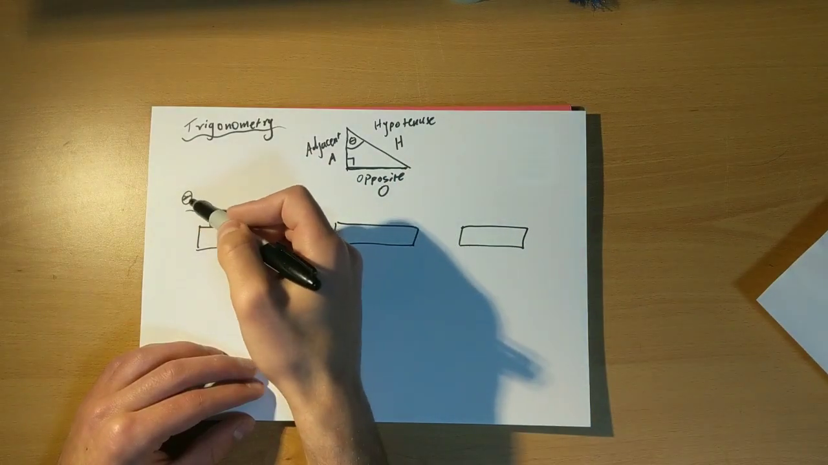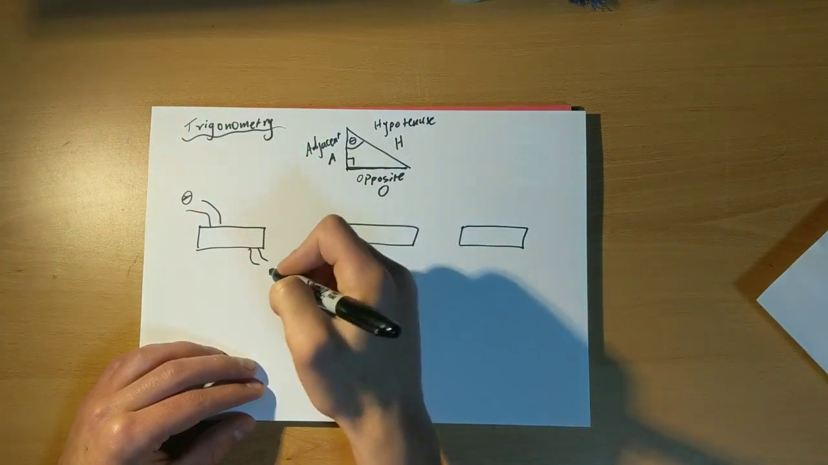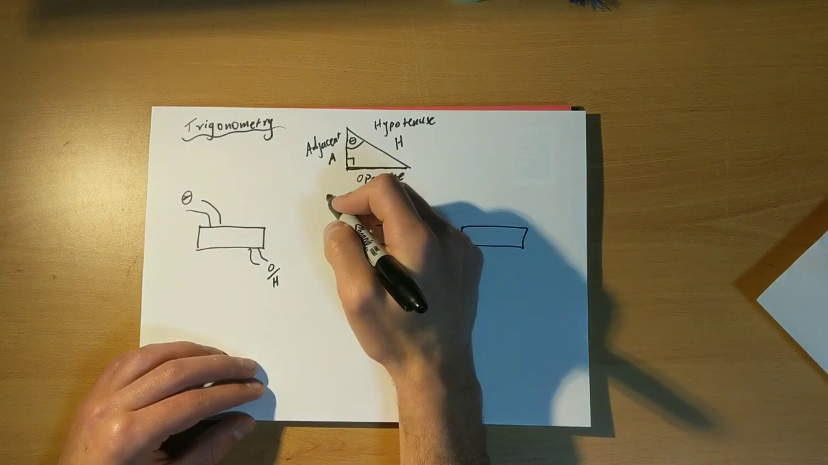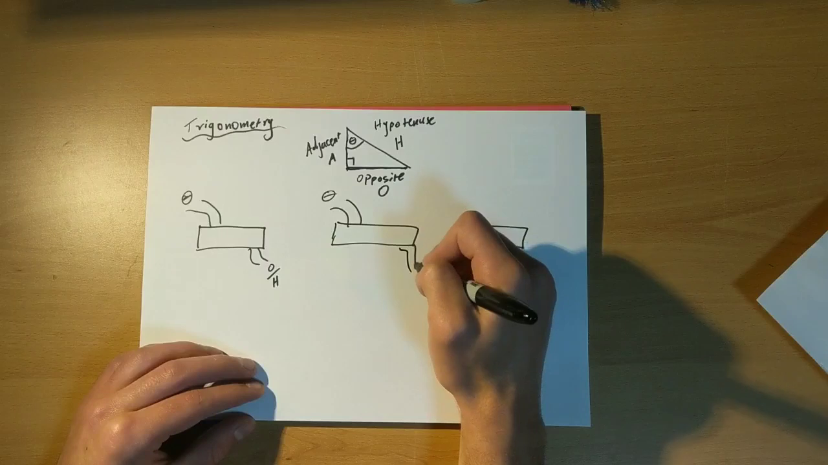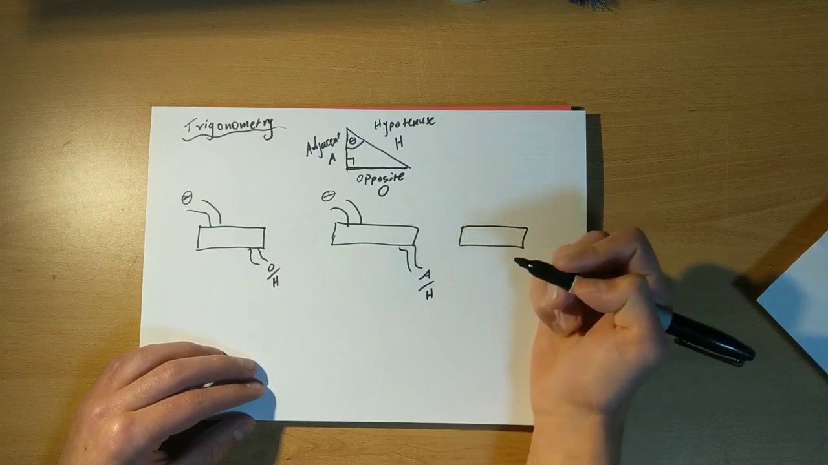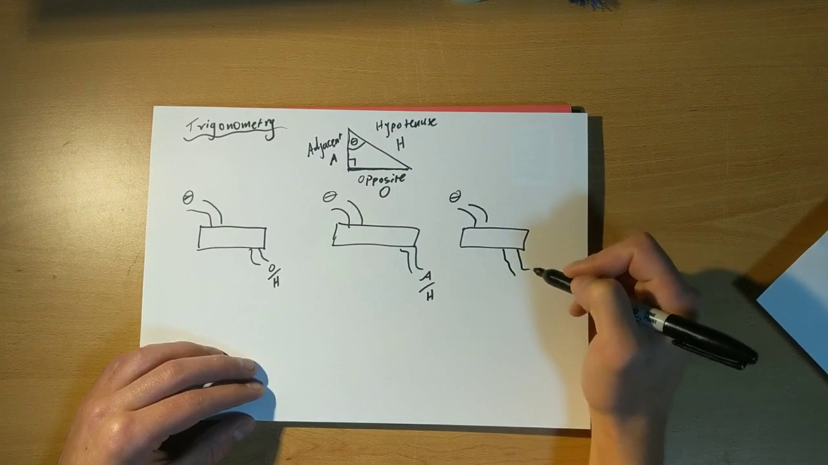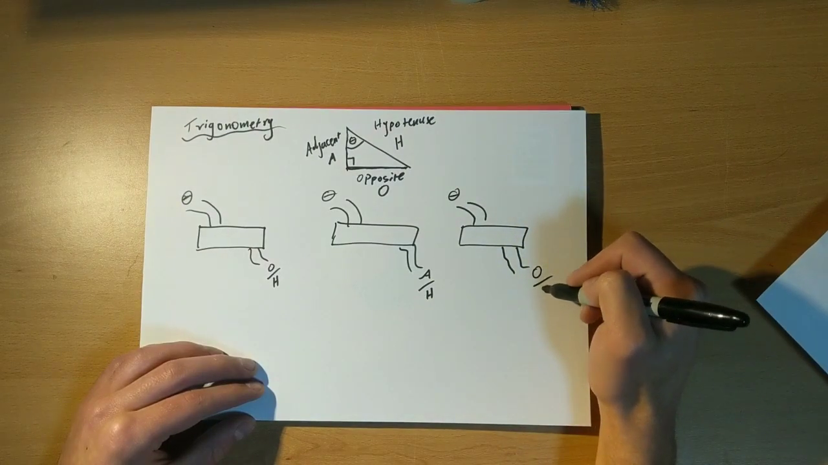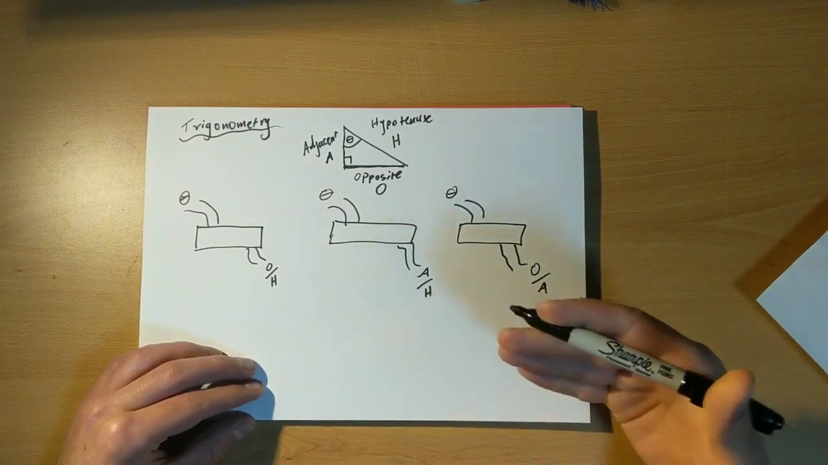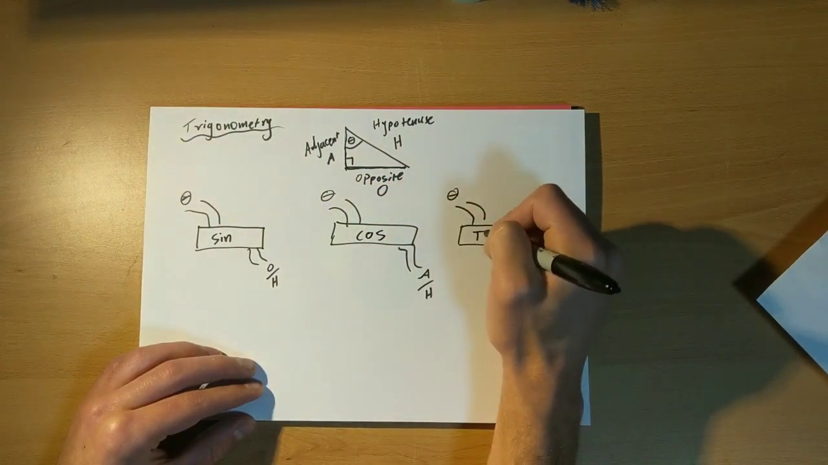So first I want a machine where I can put into the machine an angle theta, and out will pop a number which represents the ratio of the opposite side to the hypotenuse. I want another machine where I can put in an angle theta, and out will pop a number which is the ratio of the adjacent side to the hypotenuse. And I want one last machine where I put in an angle theta, and out will pop a number which is the ratio of the opposite side to the adjacent side. And we gave each of these machines a name. This was the sine machine, this was the cosine machine, and this was the tangent machine.